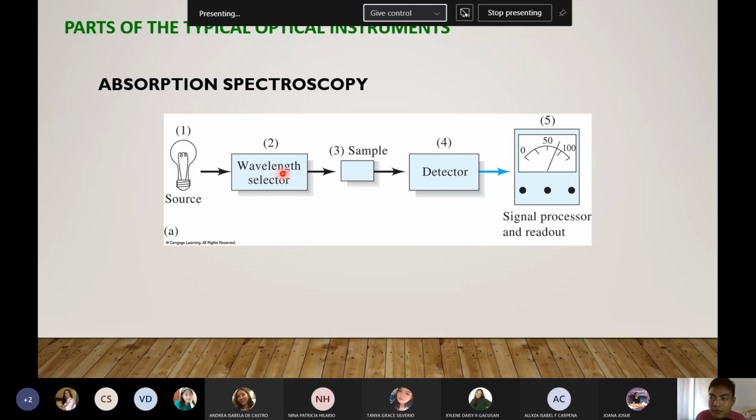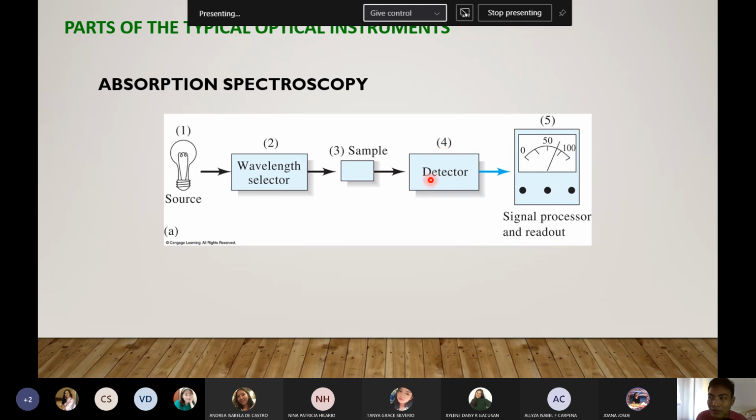And then the chosen wavelength for your analysis will pass through the sample and your sample will absorb some of them. Okay? So basically, ito yung incident radiation. Ito yung nangyayari sa kanya. So from white light to a certain wavelength, and then that incident radiation will be absorbed by the sample. However, not all of it will be absorbed. Meron pa ring tatagos. And that transmitted radiation will be detected by the detector.